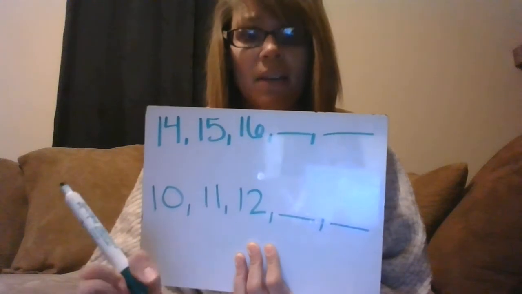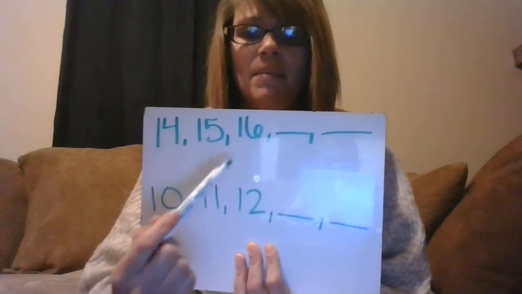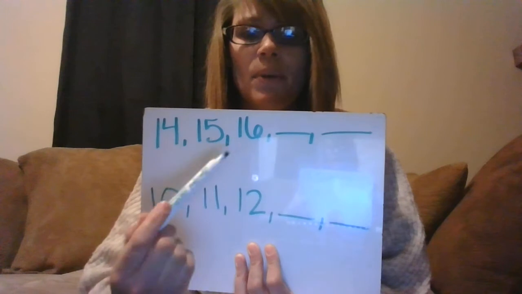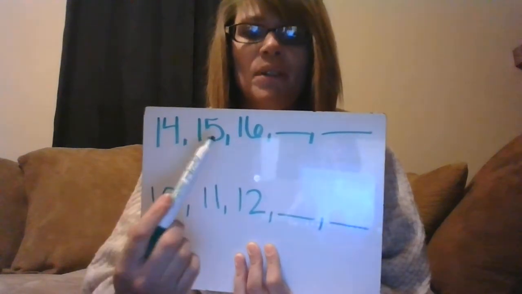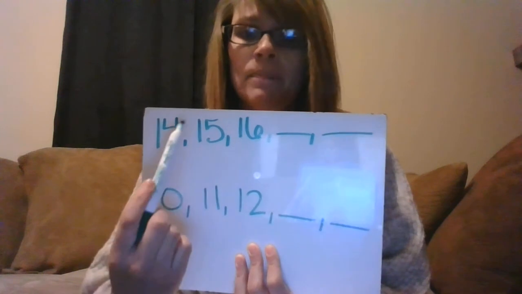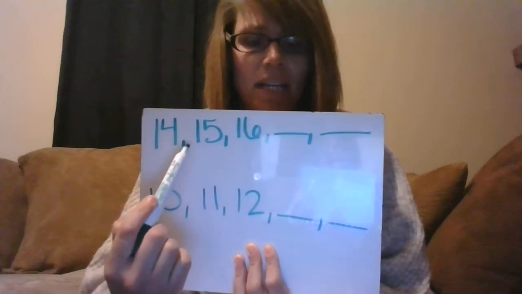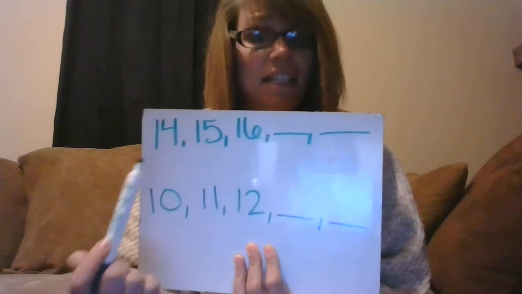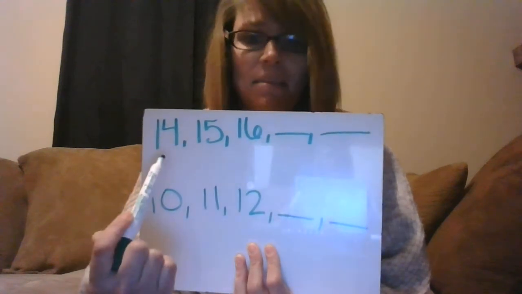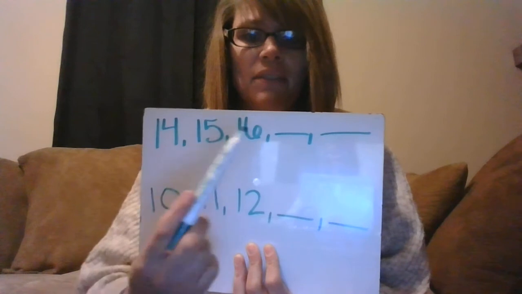Okay, and then the second question I want you to ask yourself is, as I am counting those numbers, am I counting in order or am I skipping something in between? So when I went from 14 to 15, is that counting in order or am I skipping any numbers right here? Okay, so when I'm going from 14 to 15 to 16, that is how we count. So we are not skipping any numbers. Okay, so we're going 14, 15, 16.